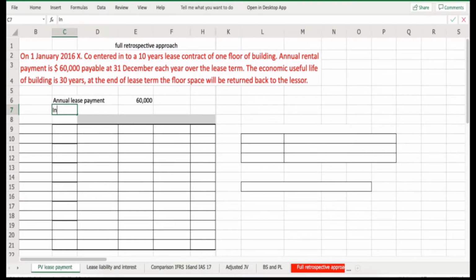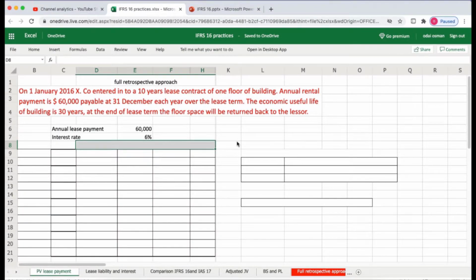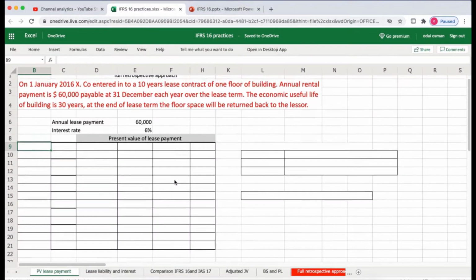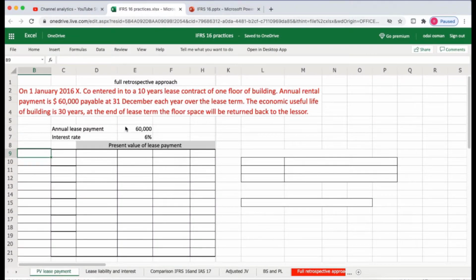Initially, a lessee classified its lease contract as an operating lease under IAS 17. Under the new standard IFRS 16, a lessee needs to recognize a right-of-use asset and a lease liability. The first thing we need to do is compute the present value of lease payments.